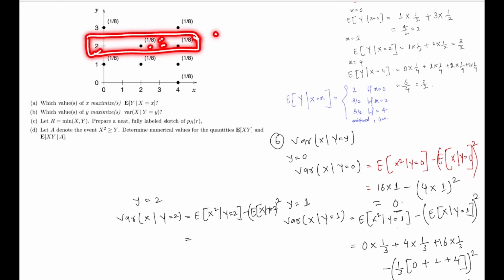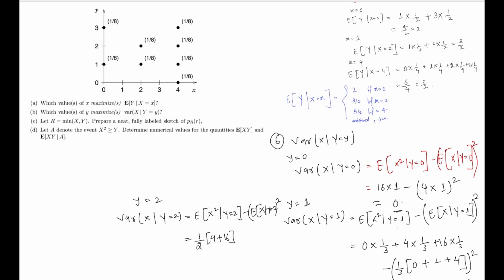You can find. And random variable x is taking the value 2 and 4. So random variable x square will be taking the value, with the probability half, 2 that means 4, and 4 that means 16, because we are talking about x square, minus, again half, 2 plus 4 whole square. I hope you are able to follow me. So that will be 20 divided by 2 minus 36 divided by 4. So 10 minus 9, that is 1, right?